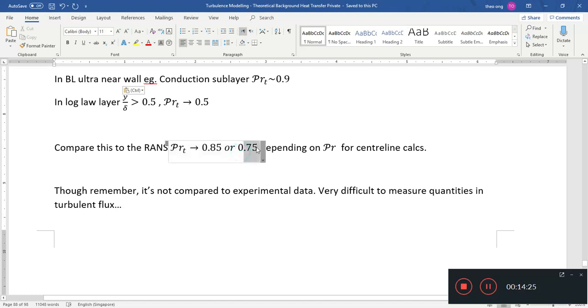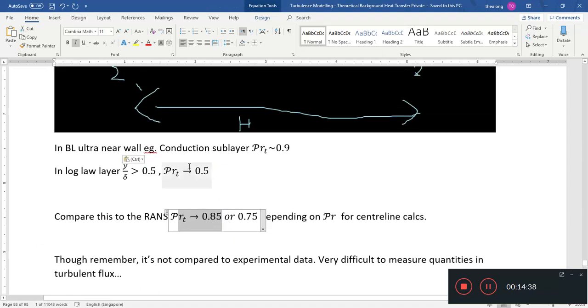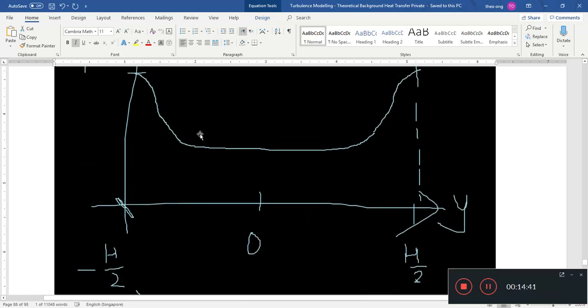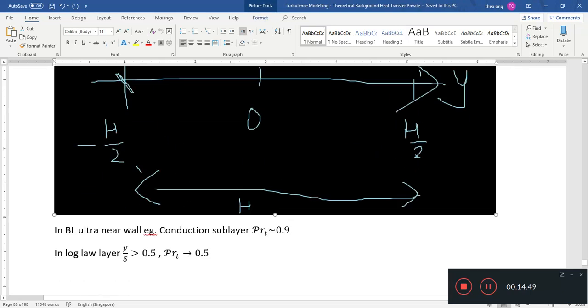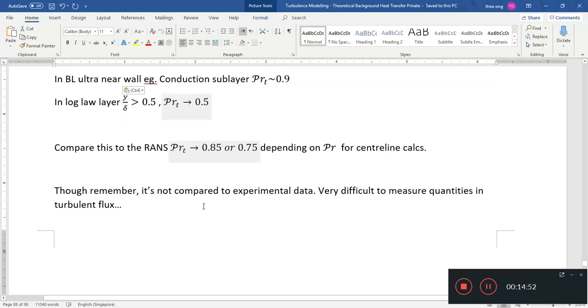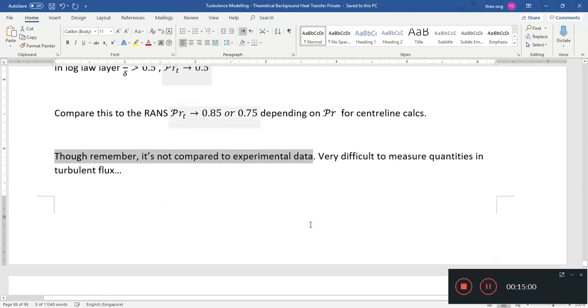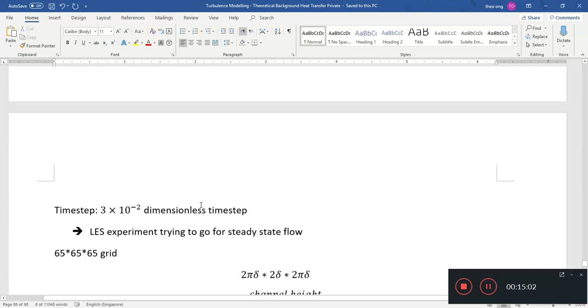Yeah, I have to recall how the Prandtl number changes with turbulent Prandtl number, but never mind. You can just have a good comparison between this Reynolds-averaged Navier-Stokes Prandtl number and this LES Prandtl number. You'll see that again, this turbulent Prandtl number can vary quite differently, and the value it takes for most of the flow is about 0.5, which is lower than your Reynolds number. So this is not actually compared to experimental data, because again, like I was elaborating last time, it's very difficult to measure quantities of turbulence flux.